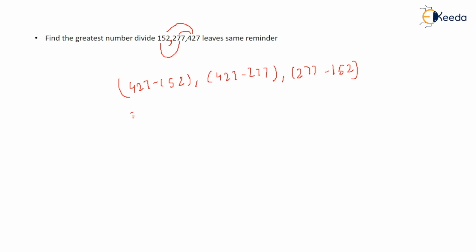So after doing this, you will get to know the answer. After you do this, 427 minus 152 comes out to be 275. Then 427 minus 277 comes out to be 150, and 277 minus 152 comes out to be 125. So you have to think of a number that can divide all these three.